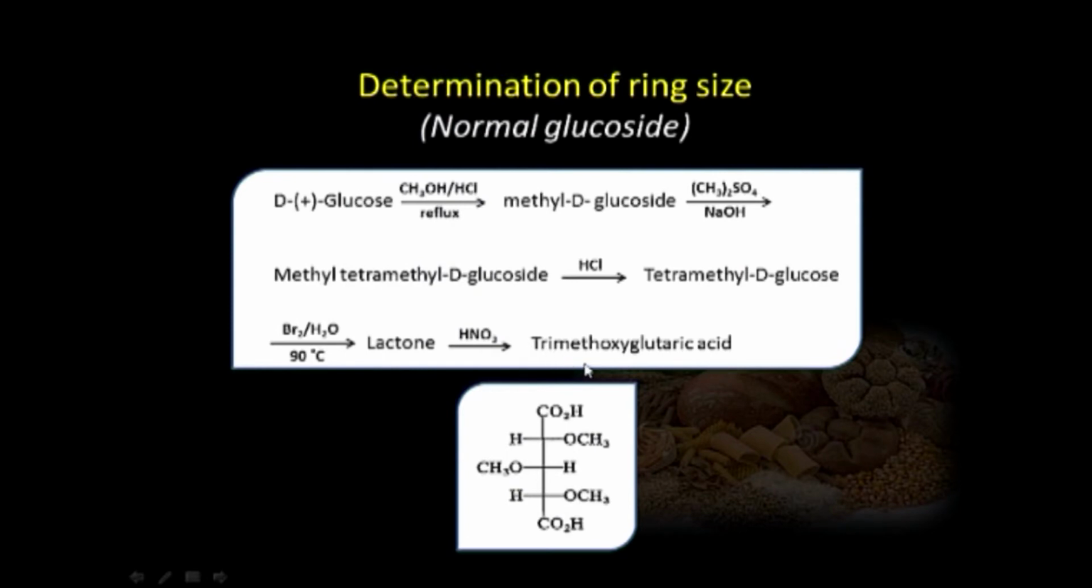One of the products formed was trimethoxyglutaric acid, which is this, a 5-carbon dicarboxylic acid having 3 methoxyl groups. This was obtained as one of the products that gave an idea about the ring structure, and based on this a 6-membered ring structure was reported. Let us take that ring structure and explain these reactions and then show finally the formation of this product.